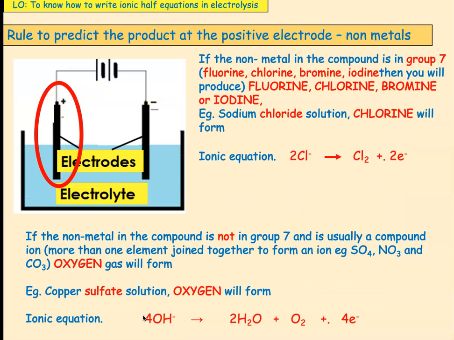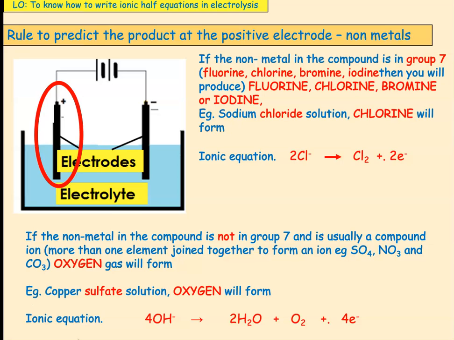Now we need to look at what happens at the anode. So just to recap, if the non-metal in the compound is in group 7, so that's fluorine, chlorine, bromine, iodine, then you will produce fluorine, chlorine, bromine or iodine gas. For example, sodium chloride solution. Chlorine will form because the chloride shows the presence of a group 7 ion, and the ionic equation is 2Cl- gives us Cl2 + 2 electrons.